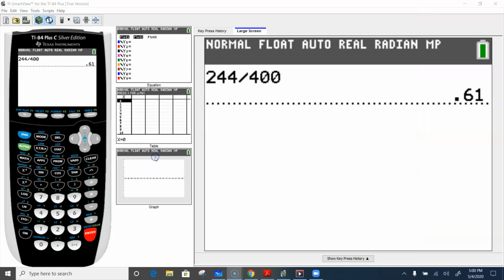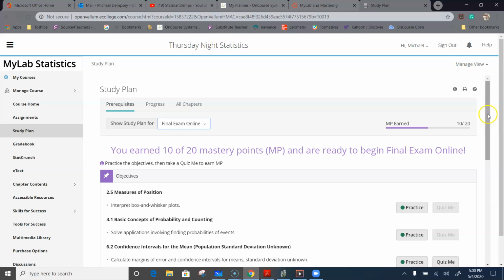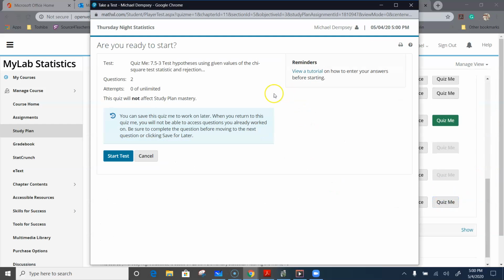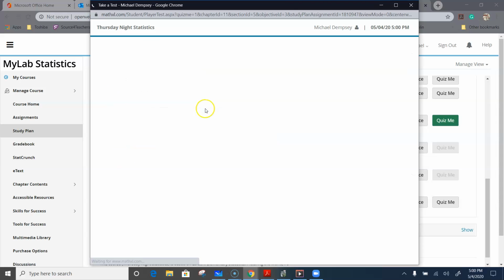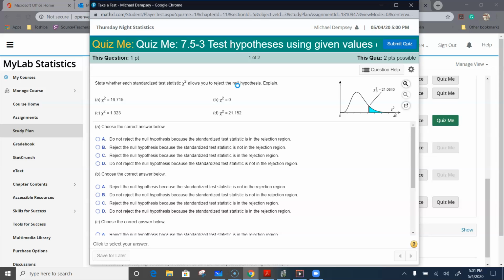Let's get back to the study plan. I want the study plan for my final exam. Now we'll take a peek at the chi-square questions. Again, I try to keep these pretty simple. Some folks are saying on test 3 they couldn't get StatCrunch. It should only give you StatCrunch if you need it.